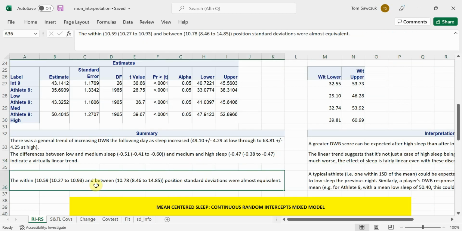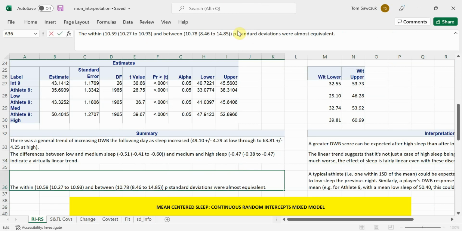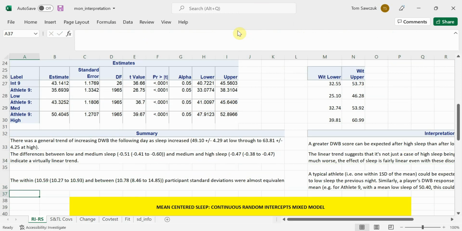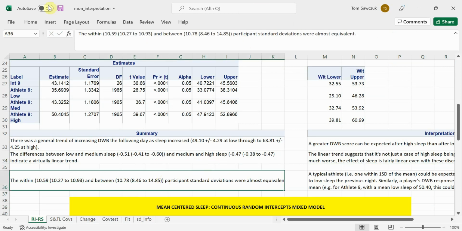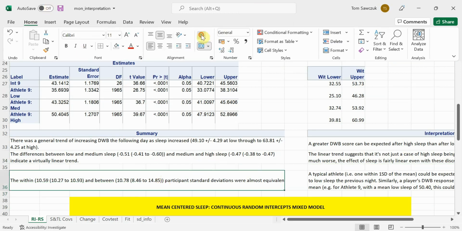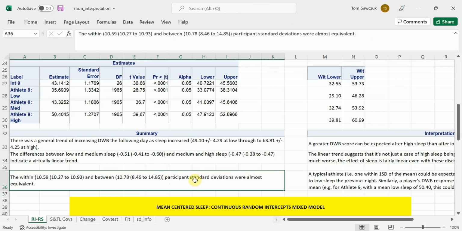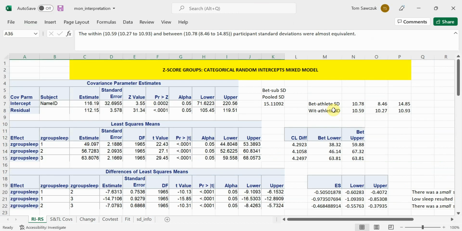So then we can look at the within and between participant standard deviations. And we can see that these are almost equivalent. So basically 10.78 is almost exactly the same as 10.59. The only difference is there's a bit more uncertainty in the between athlete standard deviations. So we can use these now to talk about a typical athlete response.